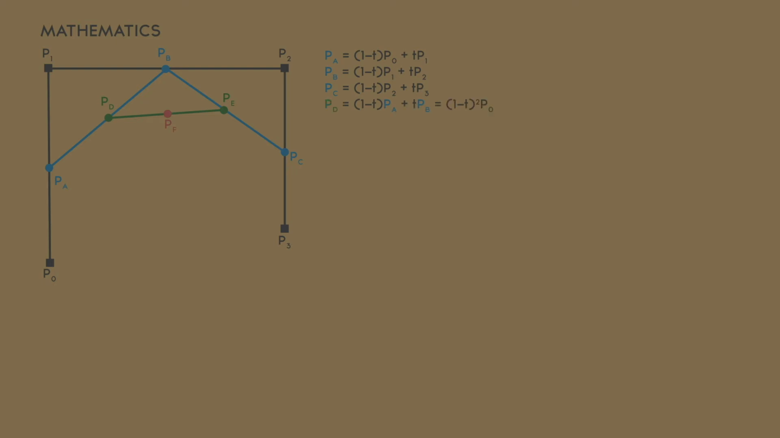And the code, after working it all out, results in (1 - t) squared times P0, plus 2 times (1 - t) times t times P1, plus t squared times P2.